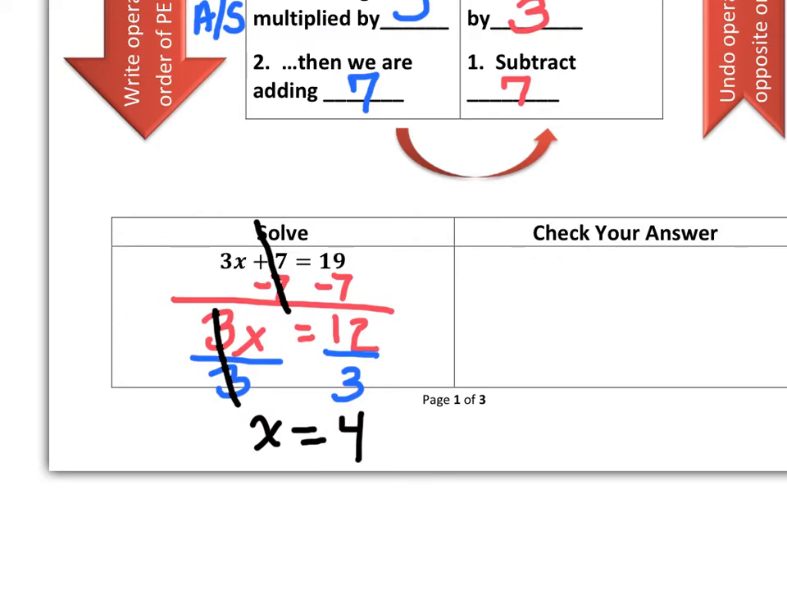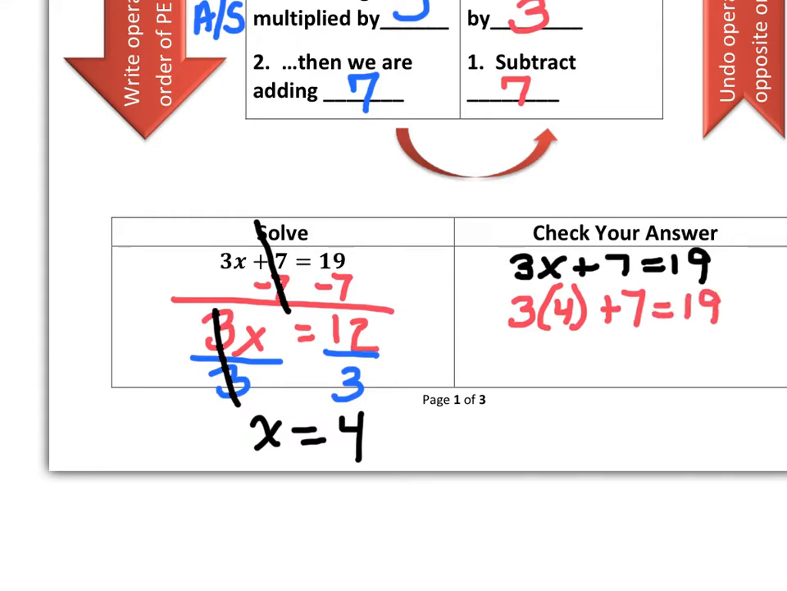Now I want you to check your answer, always a good idea, by first writing down the original equation and substituting. So we think x equals 4, but let's check by substituting x equals 4 into the equation. What do we hope to see is true equality. Using order of operations, 3 times 4 is 12, and then 12 plus 7 is 19. So everything checks out. We get true equality.